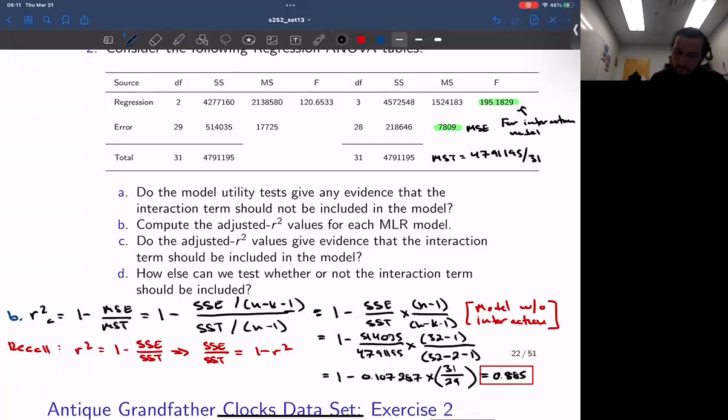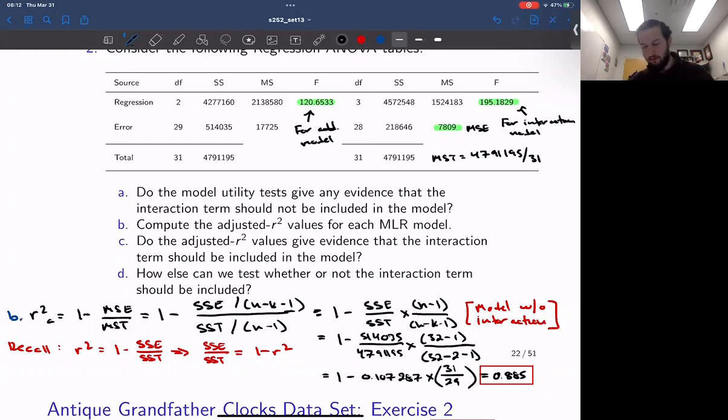And then I have the F value here, which is for the additive model. I called it the additive model because there are just two terms being added together. The interaction model has multiplication, so that's why it's not additive. This could also just be called the model without interaction. That would be the same thing.